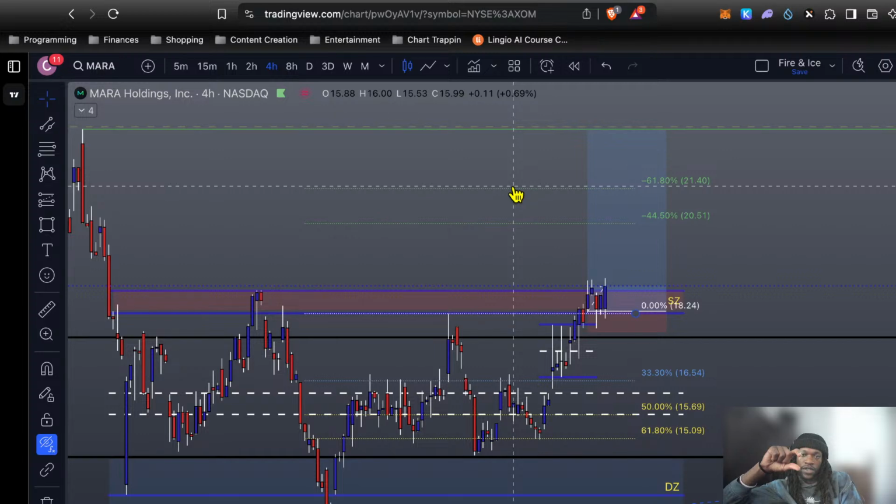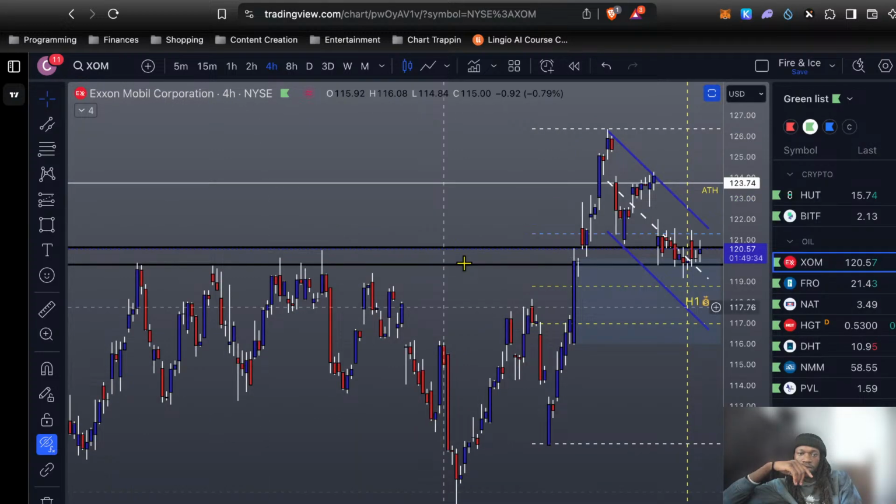See what else we're going to do. Let's go check out Exxon. So we got some Exxon positions going too. You can see I got the fib. Let me change that.